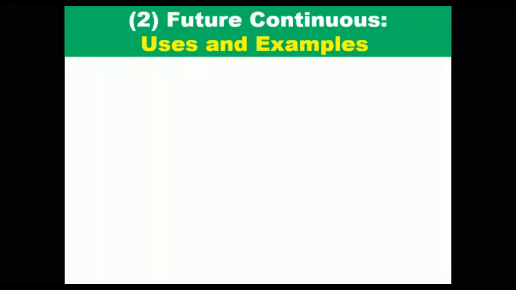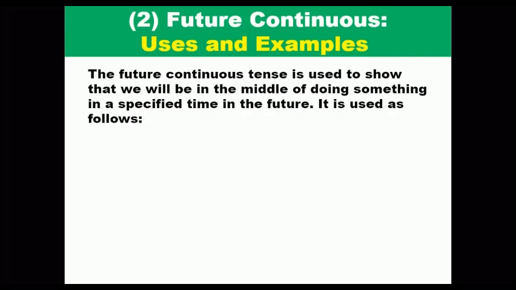That brings us to the second future tense, and that is future continuous. We are going to look at uses and examples. The future continuous tense is used to show that we will be in the middle of doing something in a specified time in the future. It is used as follows.